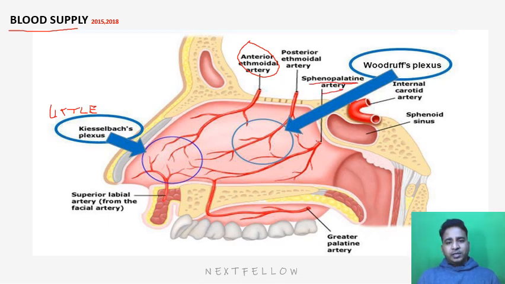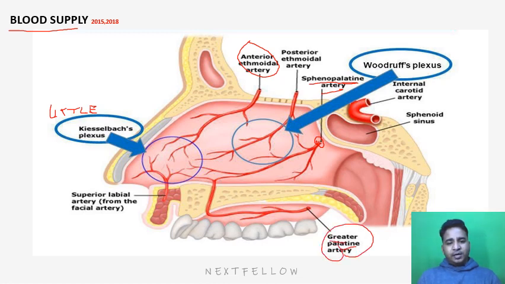Sphenopalatine artery, you can see this is my sphenopalatine foramen. From there the sphenopalatine artery is coming out, giving supply to the nose and going anteriorly at the level of the Little's area. Then there is a branch, the greater palatine artery.